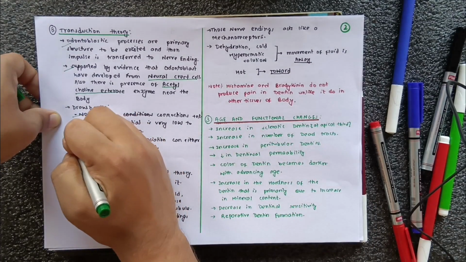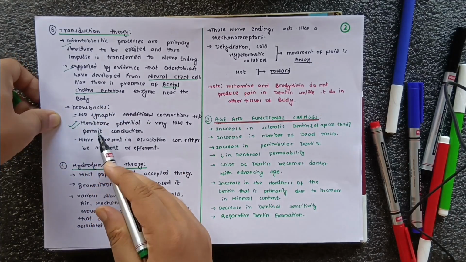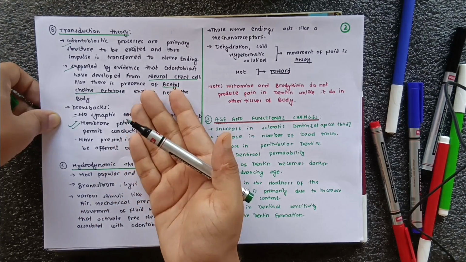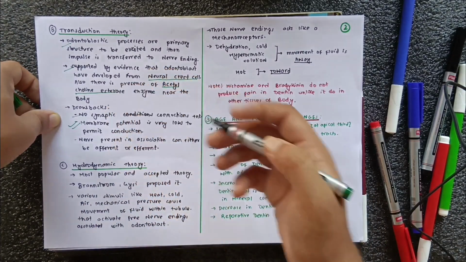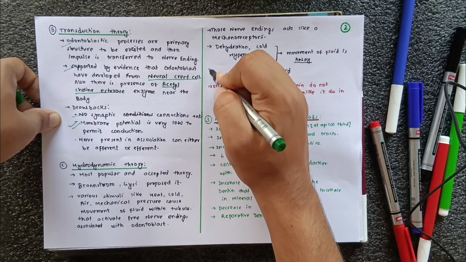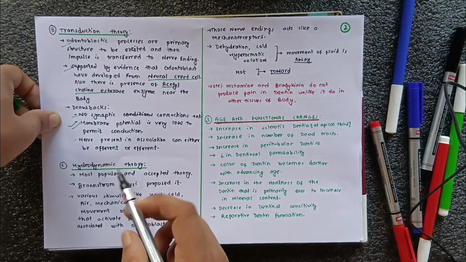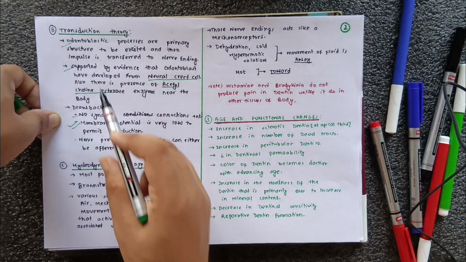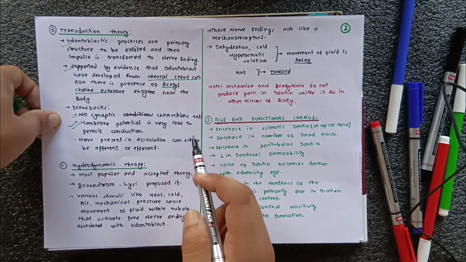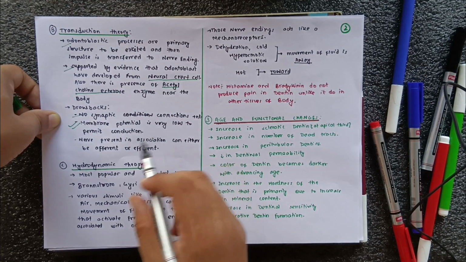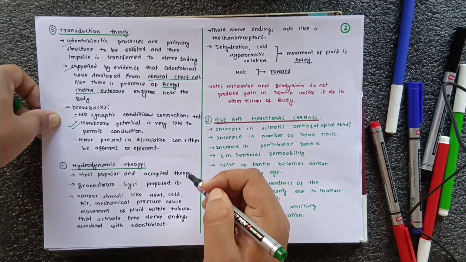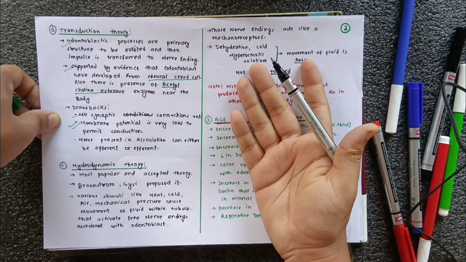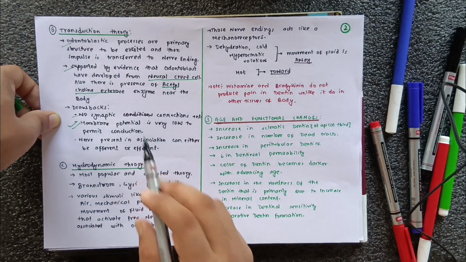After that, the main drawback, which is very important and is also proved, is that the membrane potential is too low to permit conduction. The theory wants to tell us that the odontoblastic process transmits the impulses, but when the study was done, it was found that the membrane potential was very low. As the membrane potential is very low, it can't conduct the impulses, and if it can't conduct the impulses, it wouldn't transfer the impulse to the nerve fiber. So it is one of the drawbacks of the transduction theory.